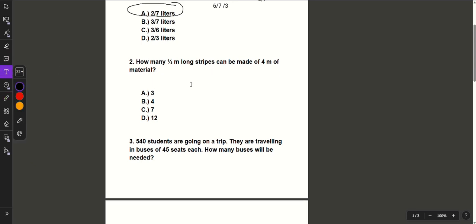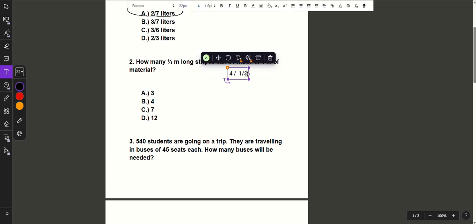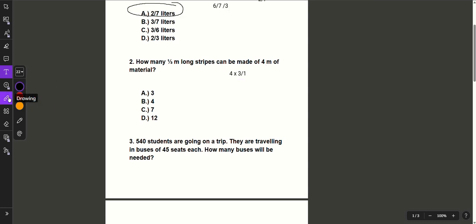Number 2: How many 1/3 meter long strips can be made out of 4 meters of material? So we could divide 4 by 1/3. To divide by a fraction, we have to switch the numbers. So instead of 1/3, it has to be 3/1, and then you have to change the divide to multiply. So 4 times 3 will equal 12.